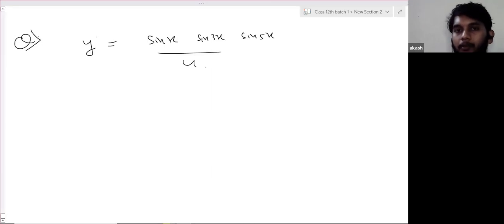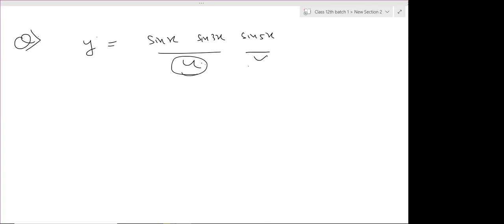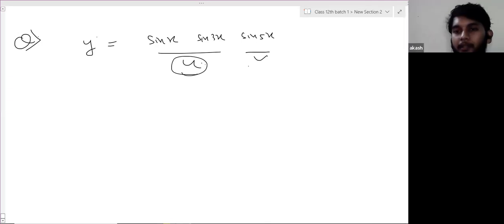Let's assume this is u, this is v, then apply the u into v formula, right? Then when differentiating this one, again we have to use the product rule. So you have to use the product rule 2 times, and this will be very lengthy. And the beautiful thing about logarithm is it changes multiplication into addition.